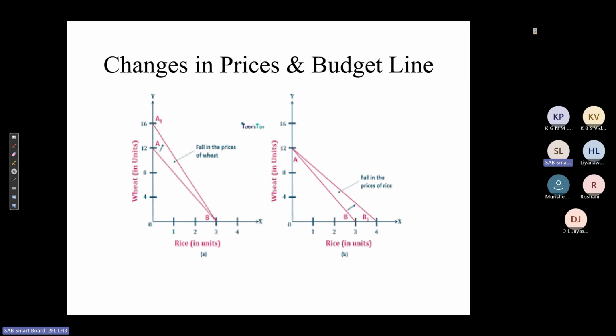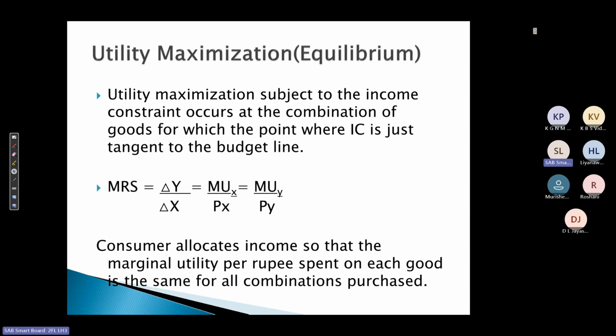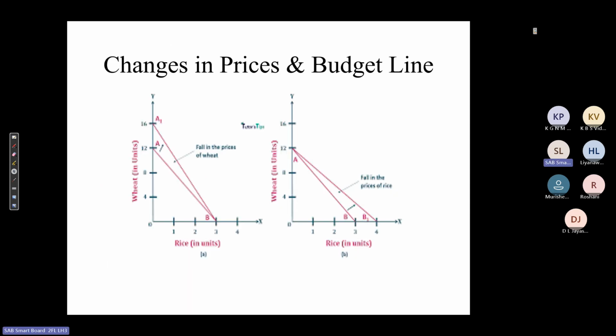So the budget line needs to rotate from the y-axis, the wheat axis, to the right. On the other side, if there's a decline in the rice prices, from the rice axis it rotates to the right. So the slope is changed. The price ratio is changed because there is a change in the price.